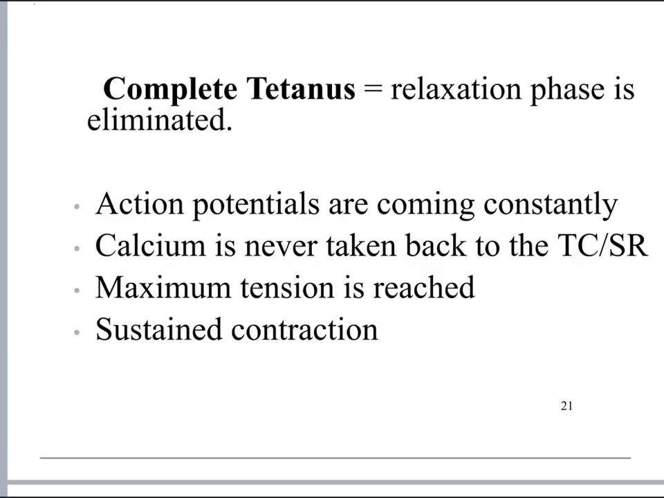The last one we're going to talk about is complete tetanus. This also happens to be one of the most painful ones. If you've ever had a Charlie horse or leg cramp, you understand what complete tetanus feels like. This is where the relaxation phase is completely eliminated. So action potentials are coming constantly. Calcium is never taken back to the terminal cistern or the sarcoplasmic reticulum. Maximum tension is reached and sustains a permanent contraction.